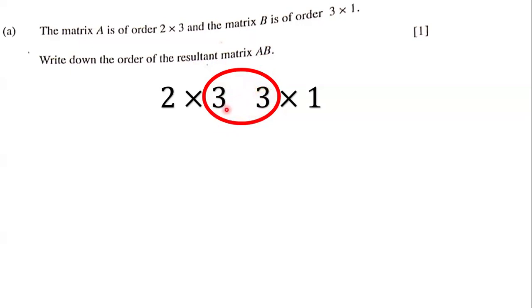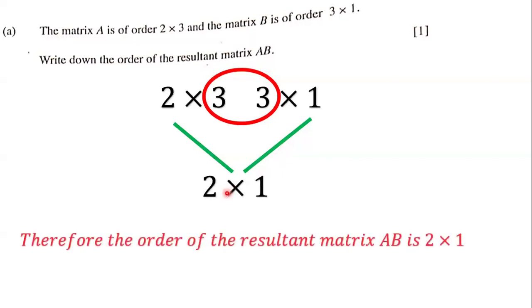And so what we're going to do is take these two numbers at the end, and they're going to tell us the order of the resultant matrix. So the order of the resultant matrix is going to be 2 by 1, all right? 2 by 1. So the order of the resultant matrix AB is 2 by 1.